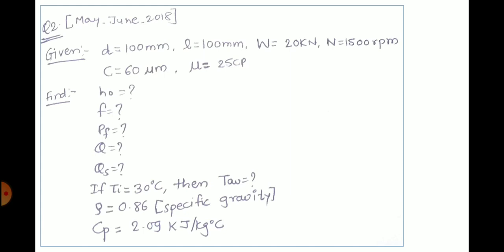This is the given data, and from this what we have to find out? Already we have discussed H0 minimum oil film thickness, f is coefficient of friction, Pf is power lost in friction, Q is equal to flow in circulation, Qs is equal to side leakage, Ti 30 degree centigrade, T average we have to find, and rho is given 0.86 and Cp is equal to 2.09. So this much is the given data. Let us see how we can solve the numerical.